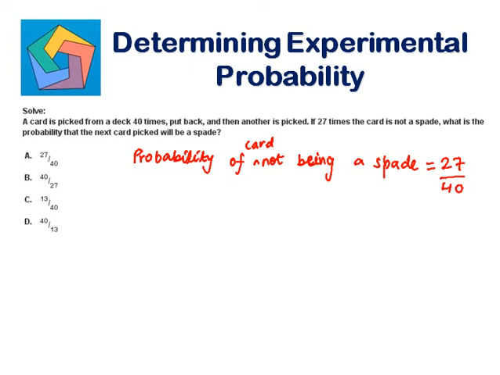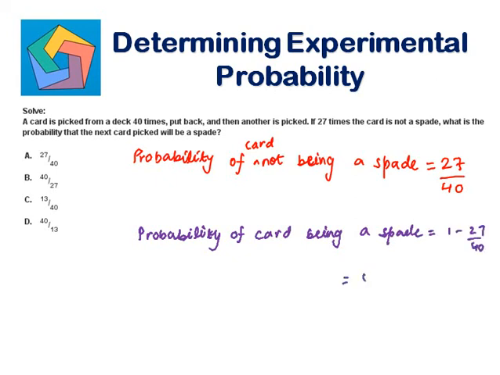and I need the card being a spade at the next trial. So the probability of the card being a spade will be 1 minus 27 by 40, which can be 40 by 40 minus 27 by 40, which is 13 over 40, which is the answer in the C part.